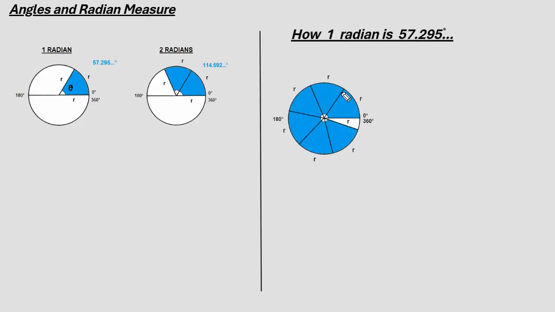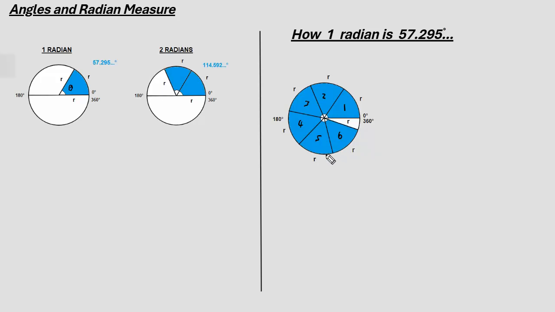Here we have a full circle, and we can fit 1, 2, 3, 4, 5, 6 radians inside, which also gives us 6 radius length arcs on the outside, with a little bit extra here which we'll come to.